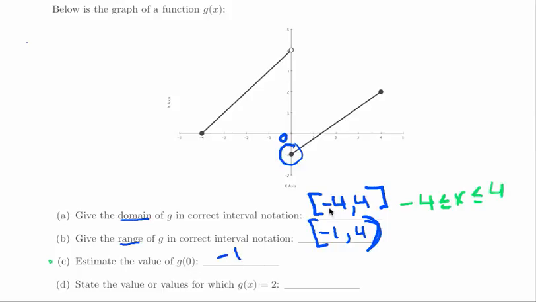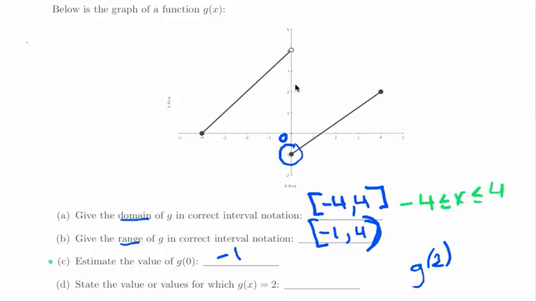And now finally we want to state the value or values for which g of x equals 2. A common mistake here is for people to go and calculate g of 2, and that's exactly the opposite of what we're being asked for here. G of 2 says what's the output when x equals 2, and that's about a half, it looks like. But that's not what we're being asked to find here. We're being asked to find the x values that give us a height of 2.